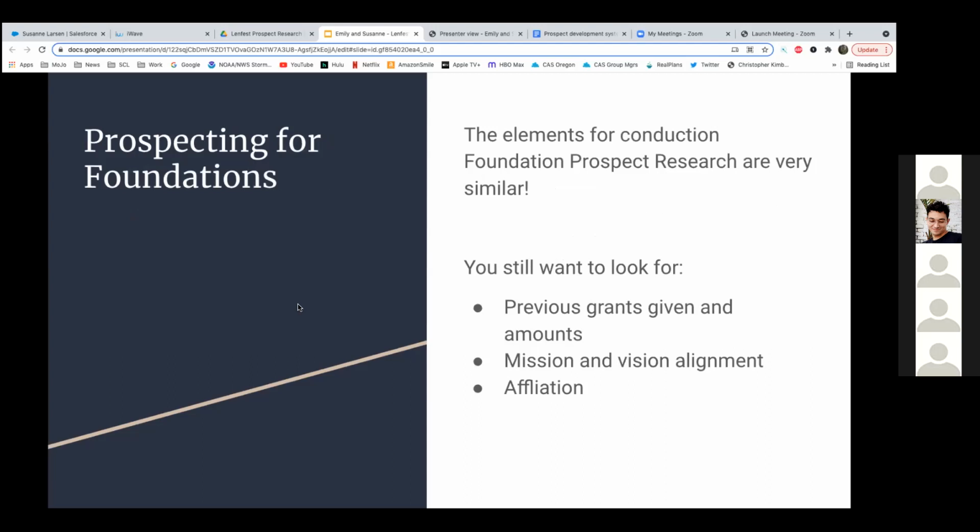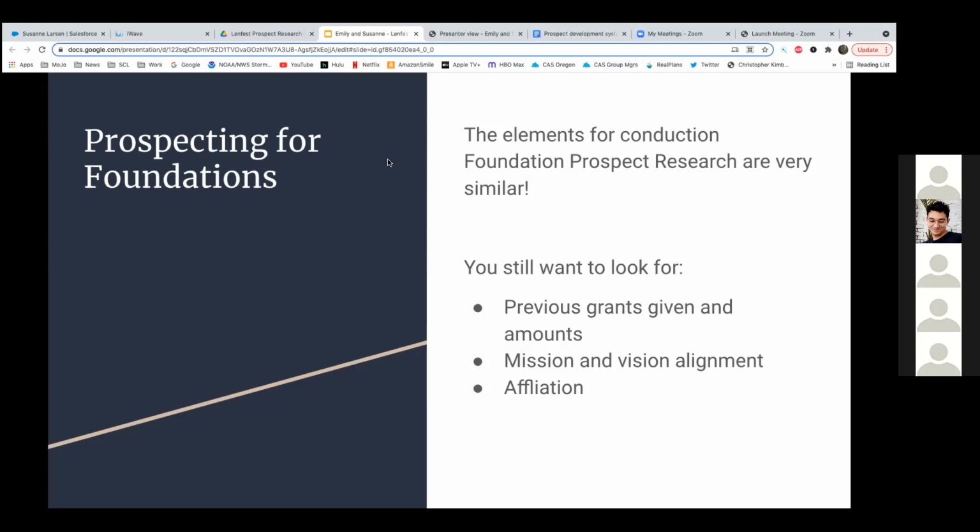One question I get a lot is, what about foundations? Grant funding is really lucrative and everyone's interested in this, rightly so. And I think that the elements for conducting foundation prospect research and individual prospect research are very similar. You want to look for the same things, just through a different lens. So obviously you want to make sure the foundation is being philanthropic, making their payout every year and giving to organizations that are similar to yours.